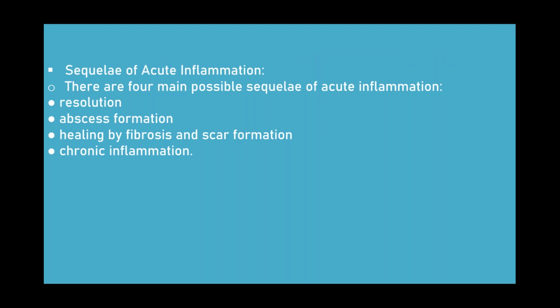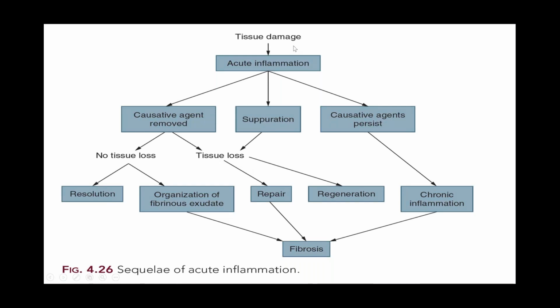So what is the effect, or the outcome, of acute inflammation? Either resolution, abscess formation, healing by fibrosis and scar formation, or chronic inflammation, as discussed before. Tissue damage leads to acute inflammation; if the causative agent is removed and no tissue is lost, resolution will occur. If tissue is lost, it may lead to repair or regeneration. If the causative agent persists, there is chronic inflammation, and this finally ends with fibrosis.